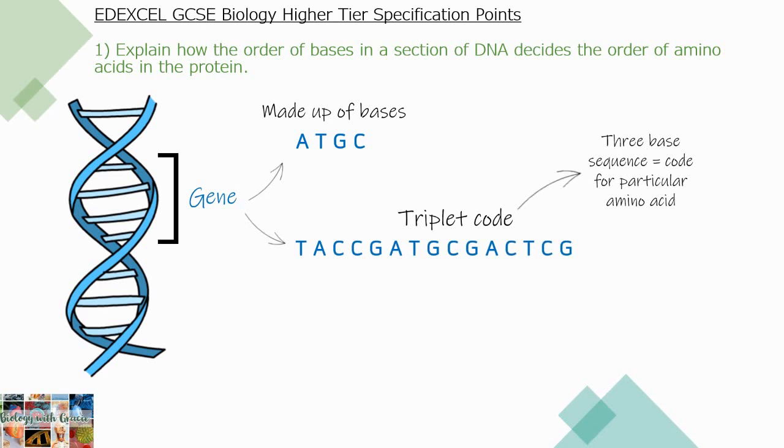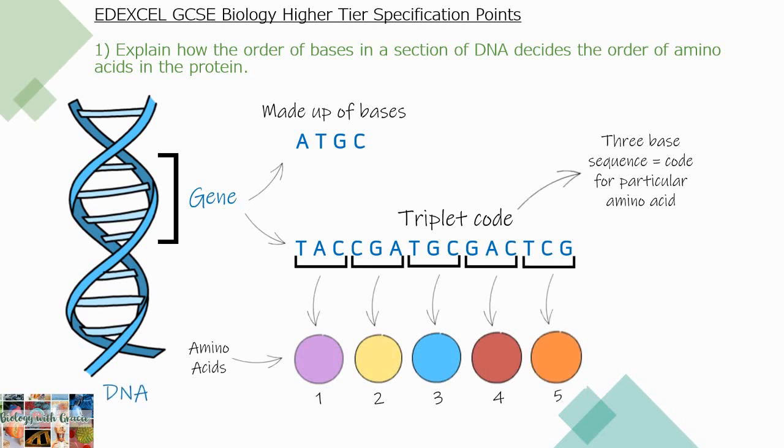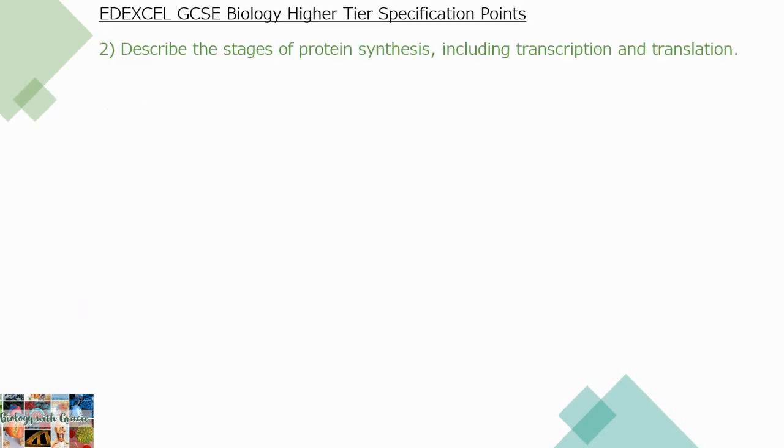So a 3-base sequence is the code for a particular amino acid. As you can see here, the 3 bases TAC code for this particular amino acid, then CGA codes for this particular amino acid, and so on and so forth. Now for our second point, which is in fact describing protein synthesis itself.